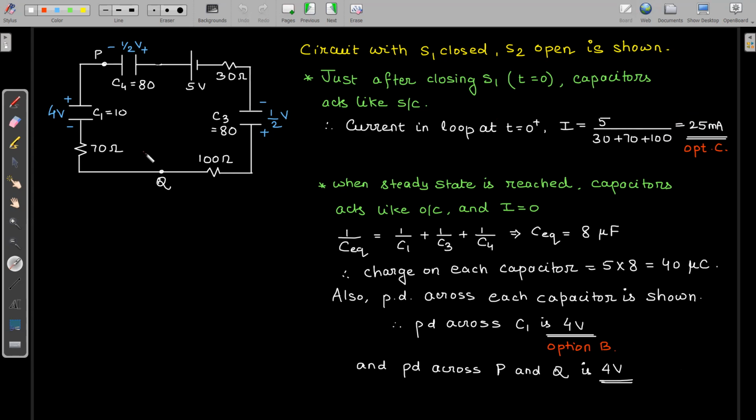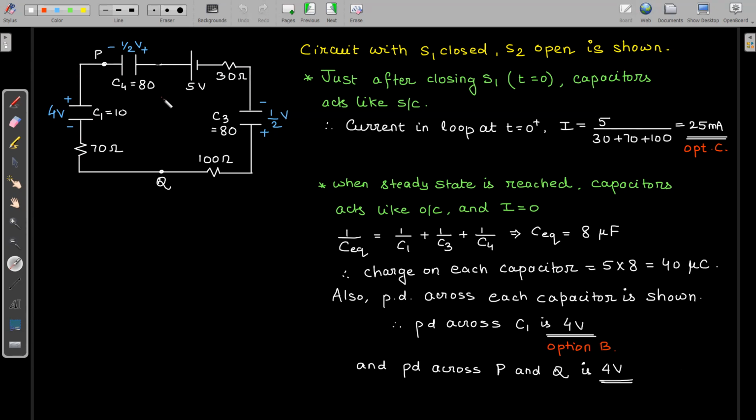Now, when the switch S1 is closed for a very long time and the circuit has reached its steady state condition, means the capacitors are fully charged. So when the capacitors are fully charged, the current in the loop becomes zero. Since the capacitors have become fully charged, the charge across them is not changing. So the current in this circuit will become zero. The capacitors will start acting like open circuit, right? So you can treat these capacitors as open circuit. So there will be no current in this loop.